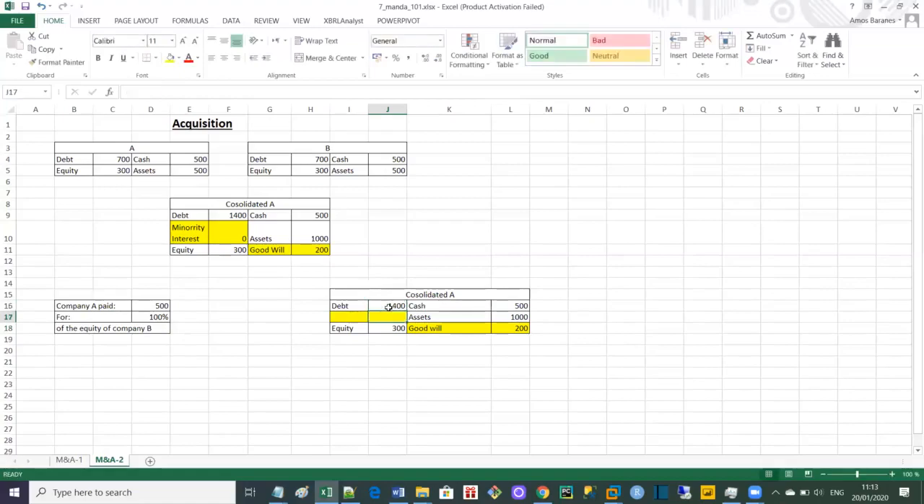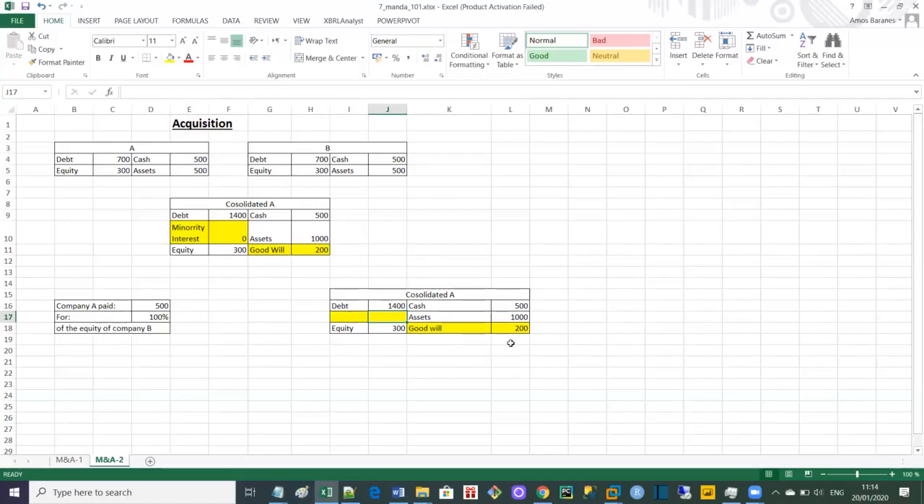That will be balanced. In this case, we have a new account called goodwill, which reflects the value that company A attached to the equity of company B above the book value of company B. That's the extra amount that company A paid for the shares of company B.